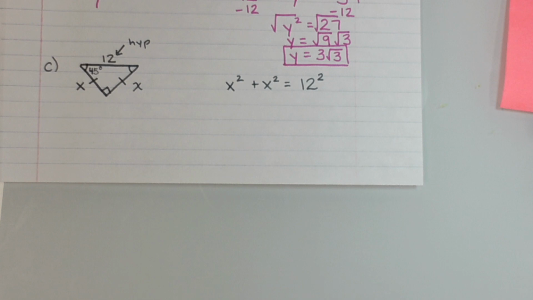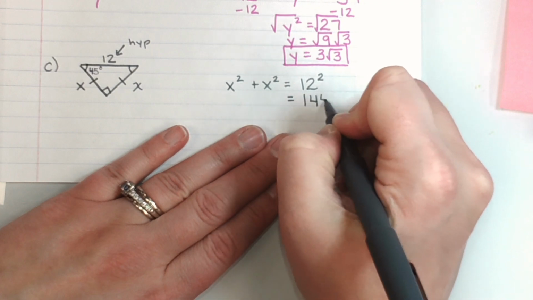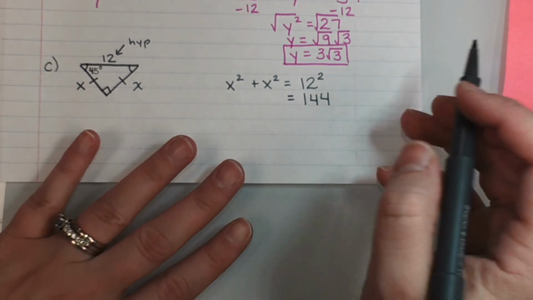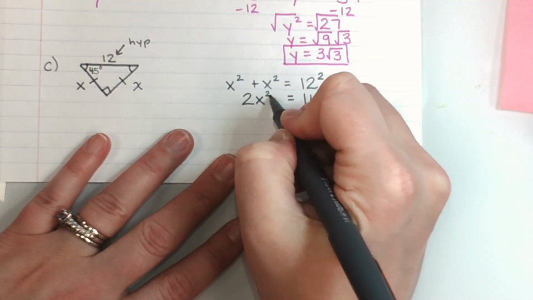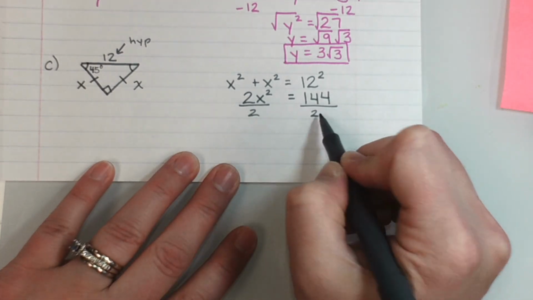Olivia, if I want to solve this, what do you think I should do? Beautiful. 144. What can I do with x squared plus x squared? Ethan. What is x squared plus x squared? 2x squared. It is not x to the fourth. Divide by 2. Y'all know what to do from here.